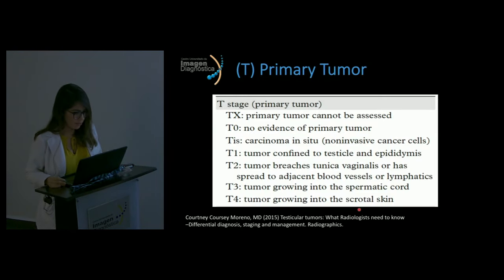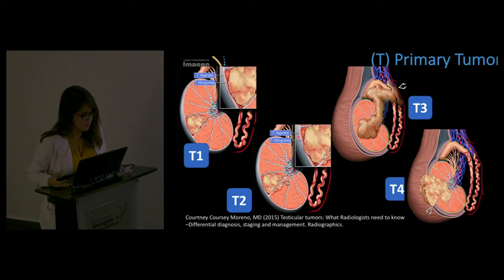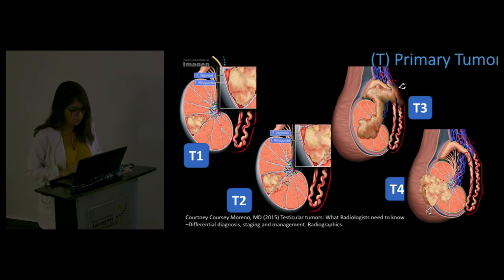For starters, we have the T as for primary tumor, and we have this dynamic image showing that the T1 stage is a tumor limited to the testes and epididymis without invasion of the vascular and lymphatic portions. The tumor may invade the tunica albuginea, but not the tunica vaginalis, as we can see here.